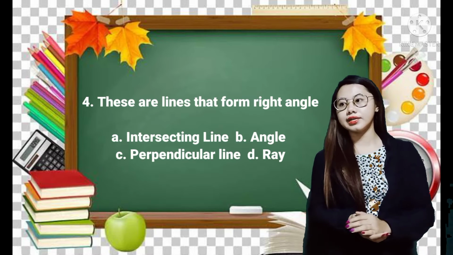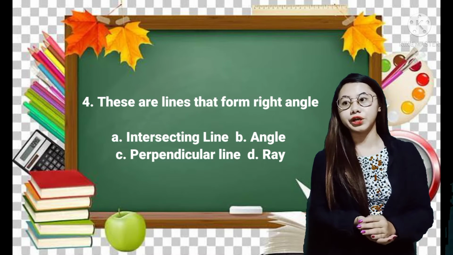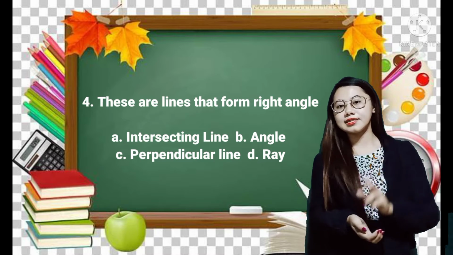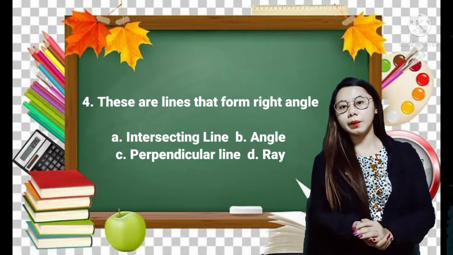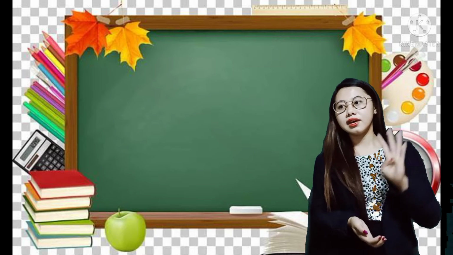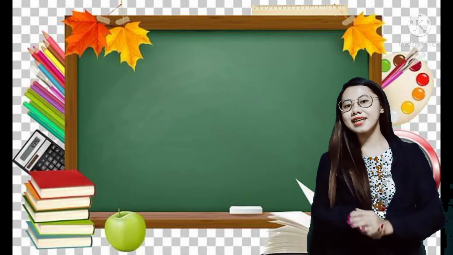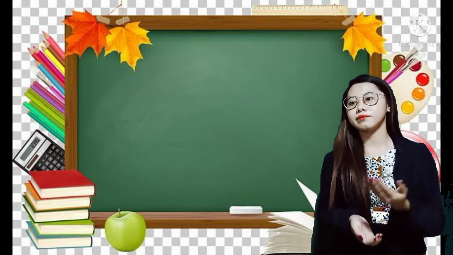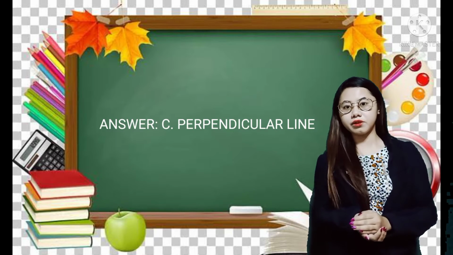Number 4: these are lines that form a right angle. A is intersecting line, B is angle, C is perpendicular line, D is ray. Yes, Alexandra? Very good. Your answer is C, perpendicular line.